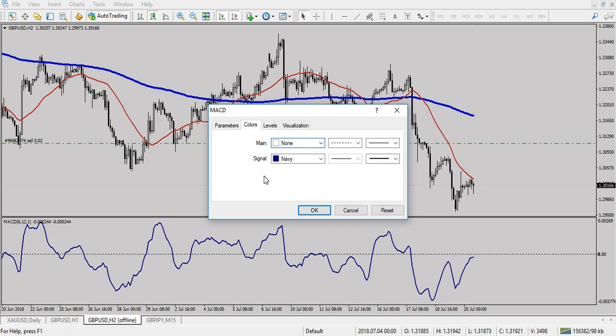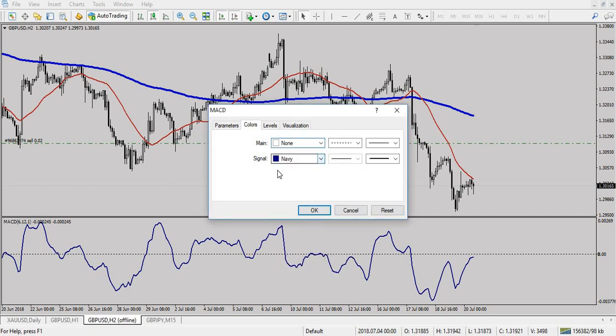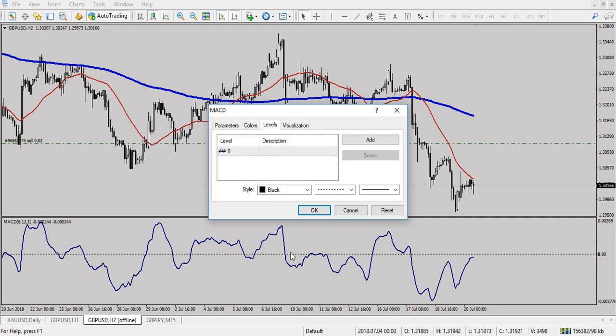You can see all I've got is the signal line highlighted. The main line has got no colour, none. That's all you do. Click on there. And that one's the dark blue, you can see it there. And the only level I've got is a 0 level, and that's very important, that 0 level.